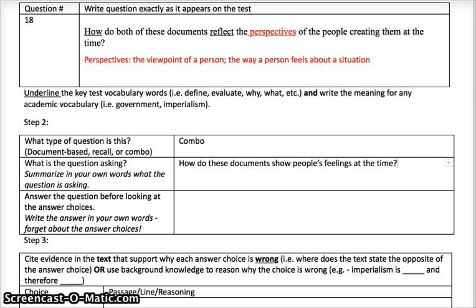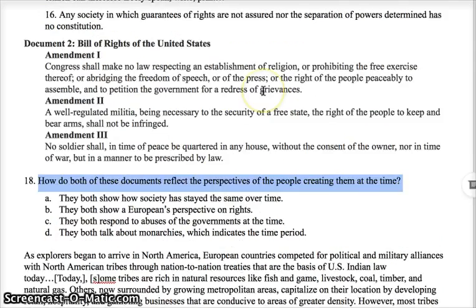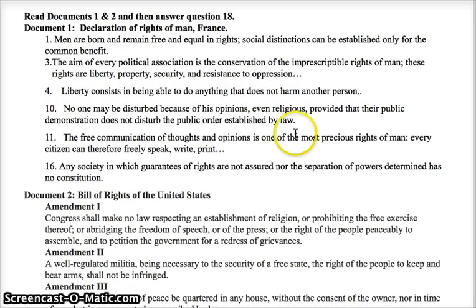So we're going to now read the document and answer the question in our own words. So how do these documents show people's feelings at the time? These are 2 relatively large documents, so as I'm annotating, I'm really focusing on my question. What are the feelings of people at the time? Document 1, Declaration of Rights of Man, France. So my first document is from France. Men are born and remain free and equal in rights. Social distinctions can be established only for the common benefit, so they like freedom.